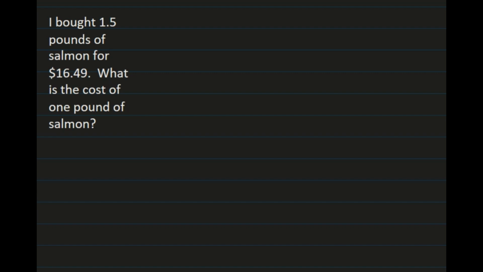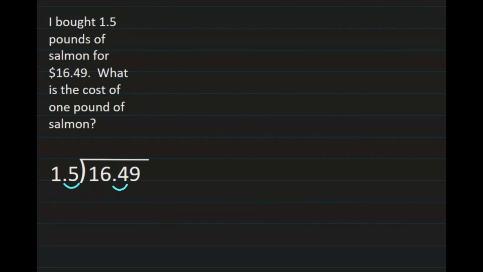I bought 1 5/10 pounds of salmon for $16.49. What is the cost of 1 pound of salmon? So we are finding a unit rate, the cost for 1 pound. So I need to take the total amount that I spent, the $16.49, and divide it by the 1 5/10. And to do this, I can't have the decimal out in the divisor, so I'm going to need to move my decimal over one place in the divisor, so I have to move it over one place in the dividend.